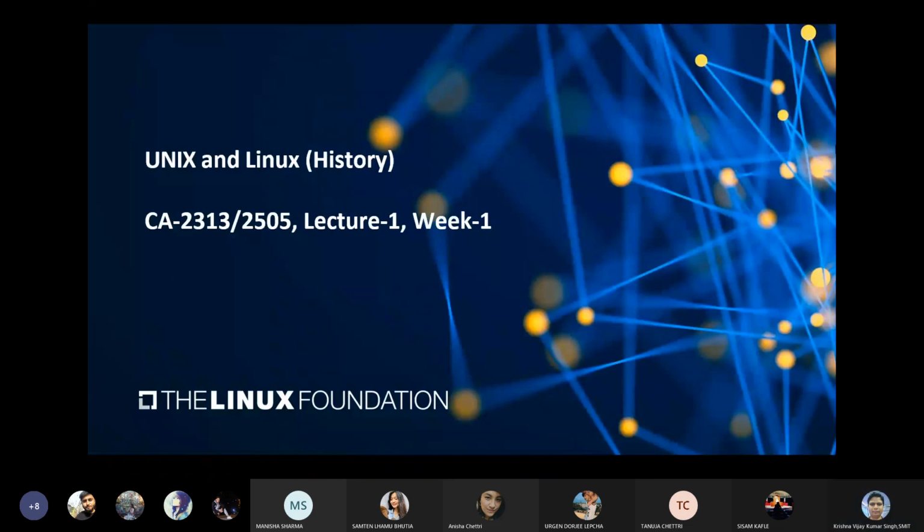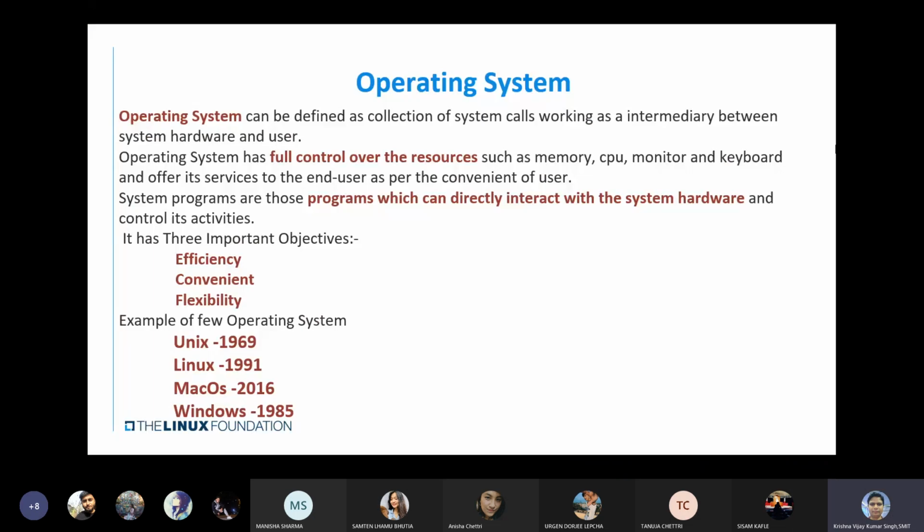the same. So, just refreshing your knowledge about the operating system, since Unix and Linux is a huge case of operating system, we are first of all defining the operating system. It is not difficult because we have already learned the course. I have kept the same definition here for your reference. Just reading it: an operating system can be defined as a collection of system calls working as an intermediary between system hardware and user.